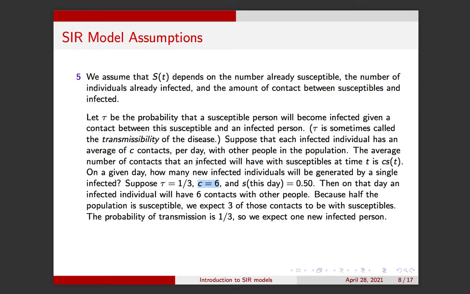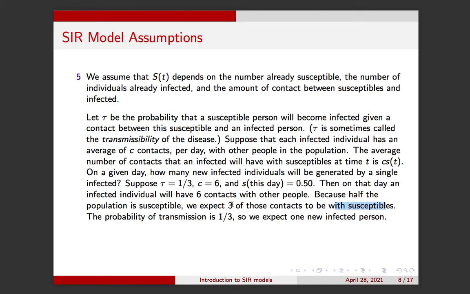So this particular average infected person is not sitting in their bed at home, right? With 6 contacts per day, they probably should be at home. But anyway, suppose today, half of the population is susceptible. What would that mean? On that day, a given infected person has 6 contacts with other people. Half of the population is susceptible, so we would expect, on average, 3 of those 6 contacts to be with susceptible people.